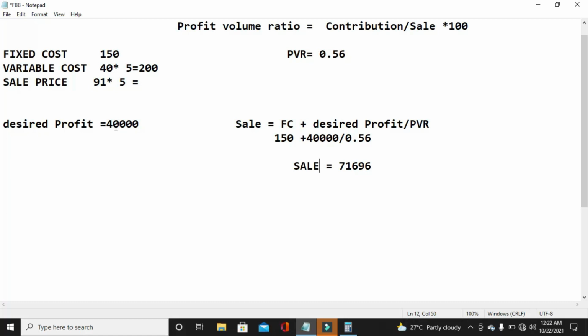Okay, so let's see whether this calculation is accurate or not. How can we check whether we have calculated this amount accurately? First we need to know the variable cost. For calculating variable cost, we need to know the number of units which we have sold here. We know that the price per unit is 91, so we divide by this price per unit.